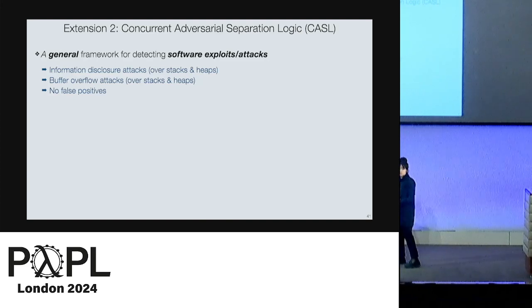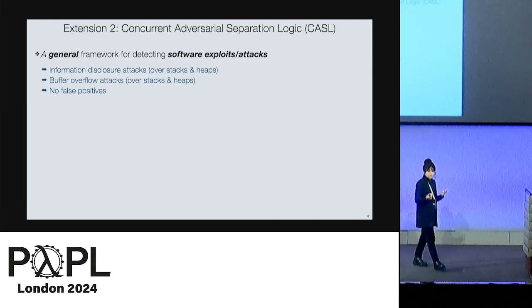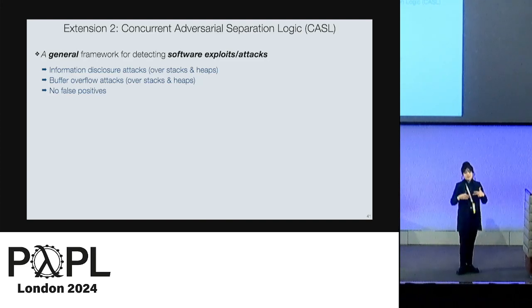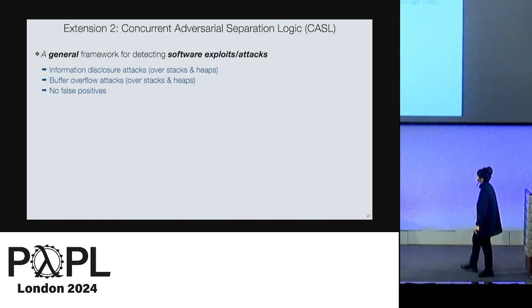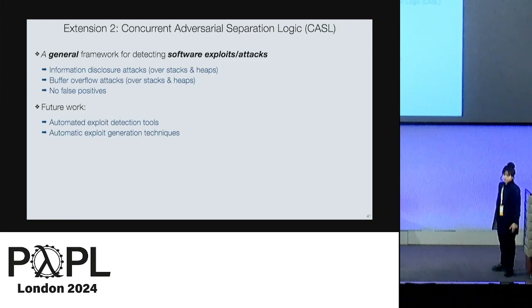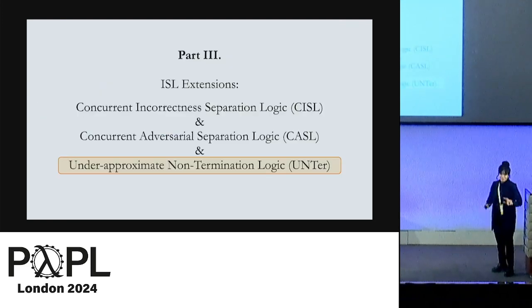Anyway, and of course, as before, because these are all under-approximate analyses and techniques, by definition, by construction, you have this no false positives guarantee. And we're currently working on doing things like actually building tools that would detect exploits, and then going further. What if we synthesized and generated the exploits ourselves? Money, money, money. Right, I don't mean that.